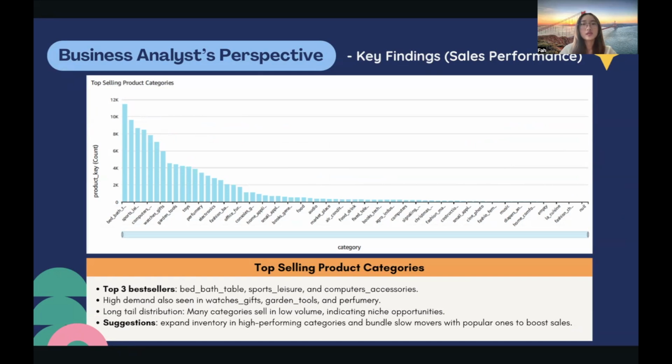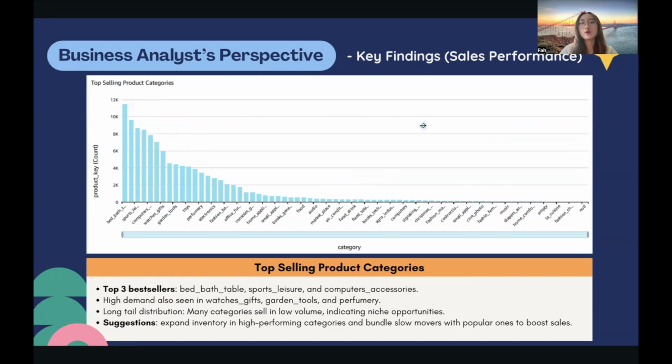But what we also recommend is to boost the high performing category sales with more stock and more promotion, and to create bundle strategies that combine fast and slow moving products to increase the overall order value.